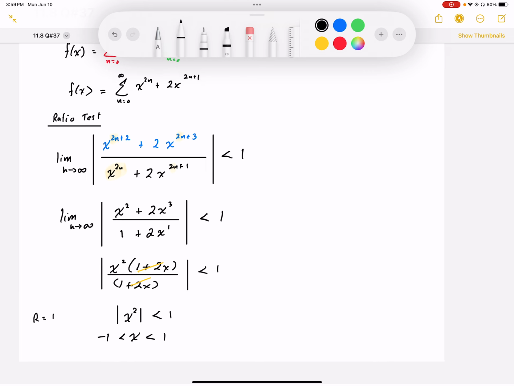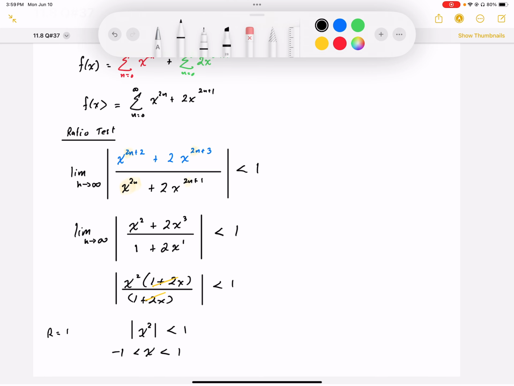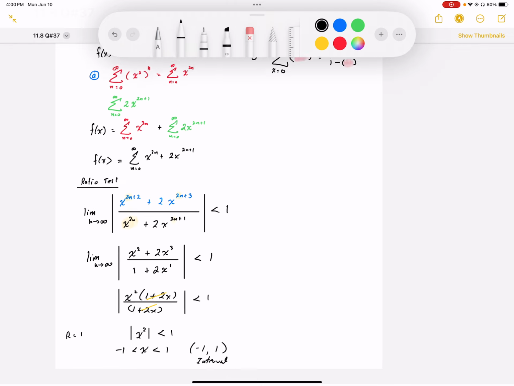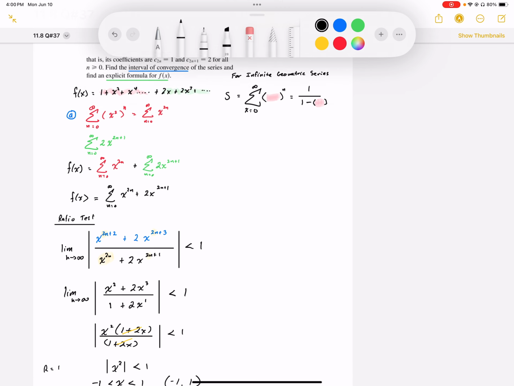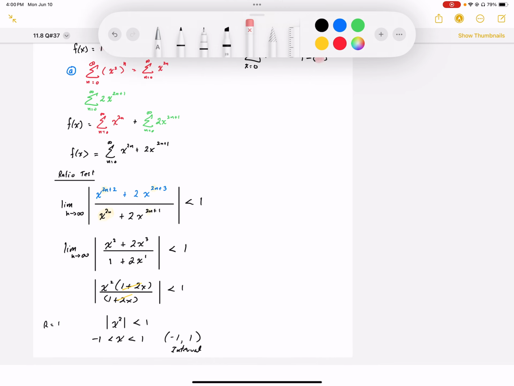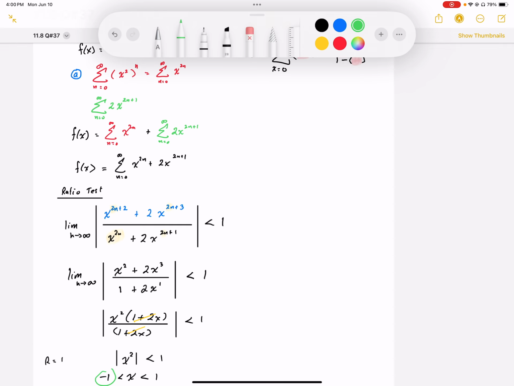Then I need to test my endpoints for this. I'm going to write it in proper interval notation: -1 and 1 is my interval. Oops, that's not my interval, I've just had my radius so far. I need to test my endpoints. So I'm going to test the -1 endpoint in here.